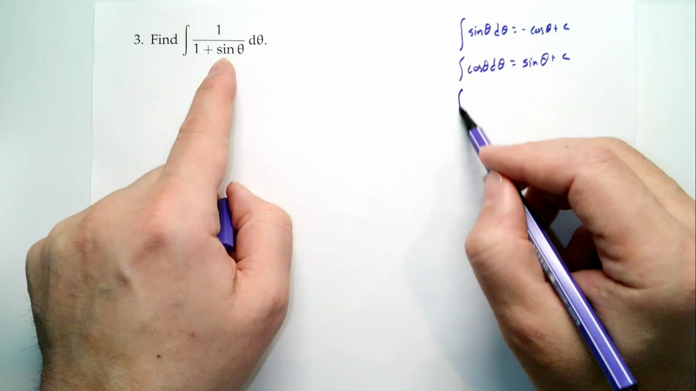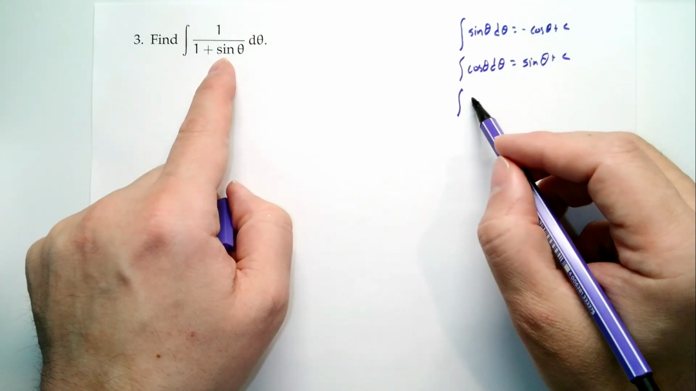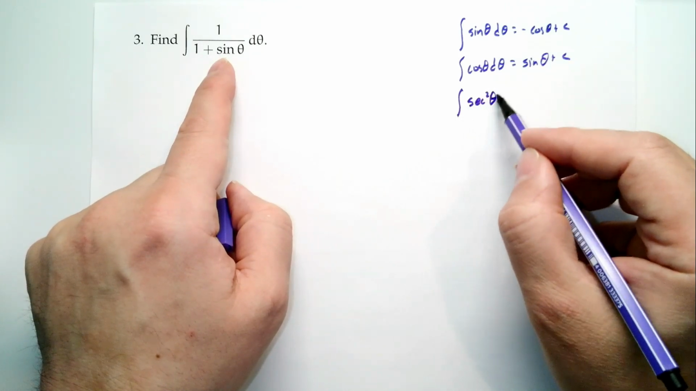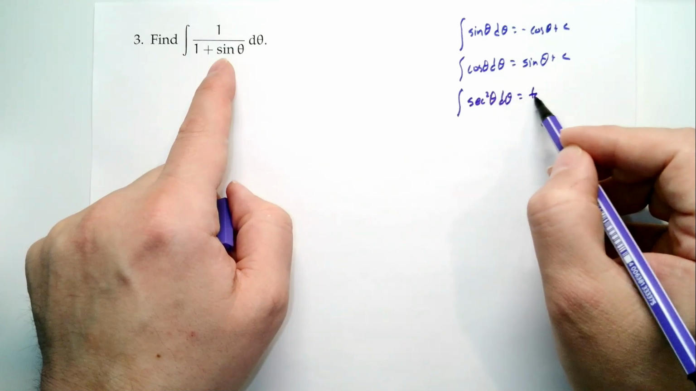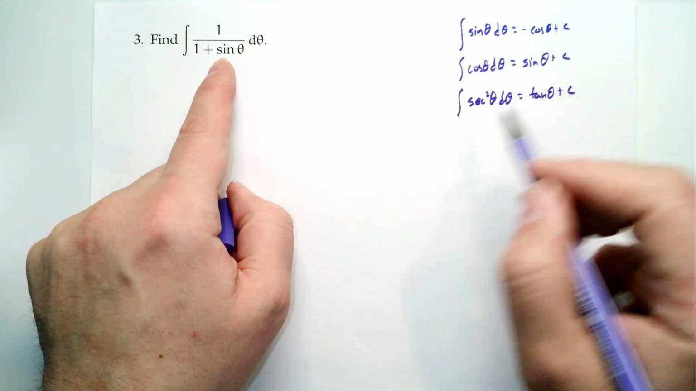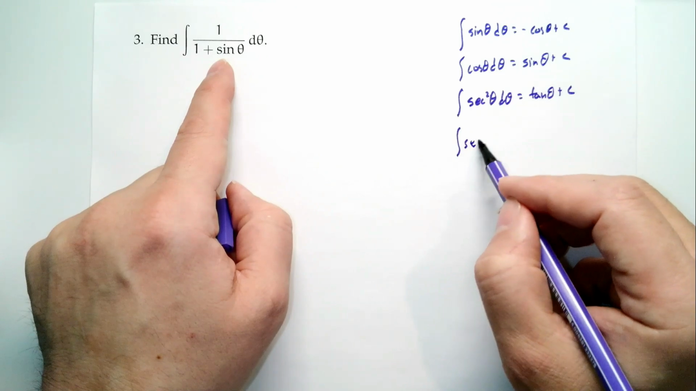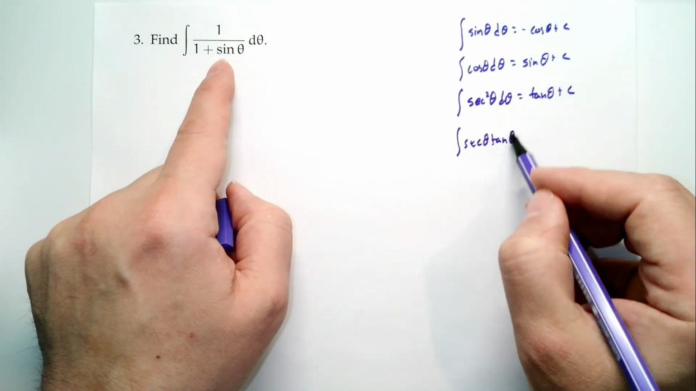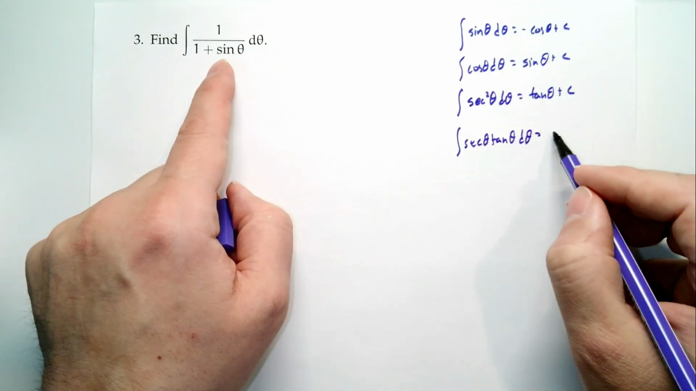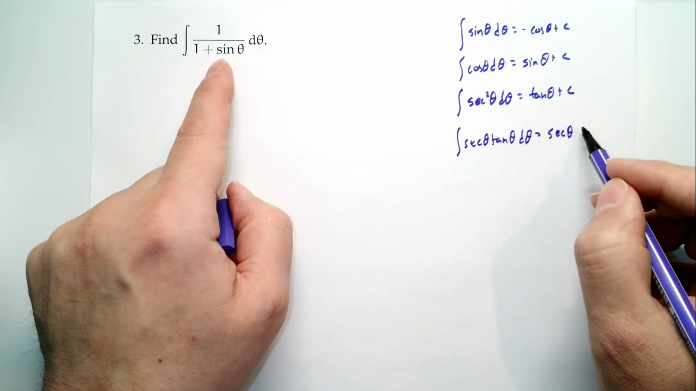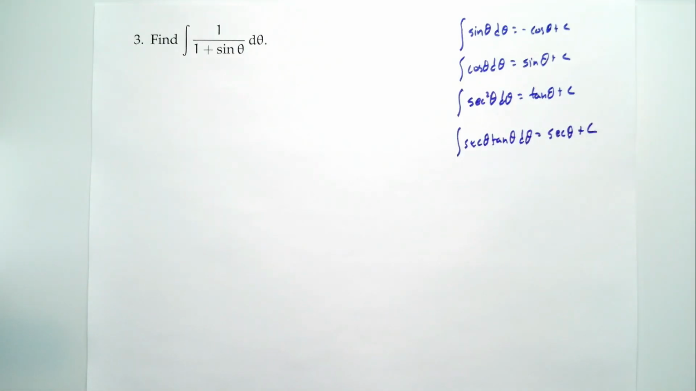We can also, there's two more, do you remember? Secant squared is one. Do you remember what the integral of secant squared is? Tangent, all right. And the last one, secant tangent. Integral of secant tangent is secant. All right. So those are our four basic trig integrals.